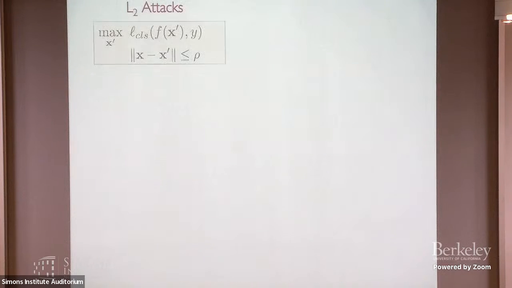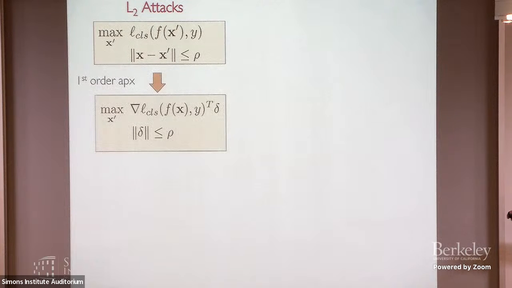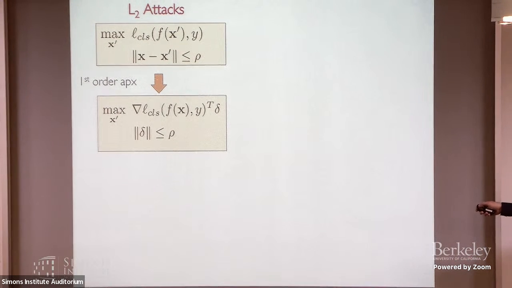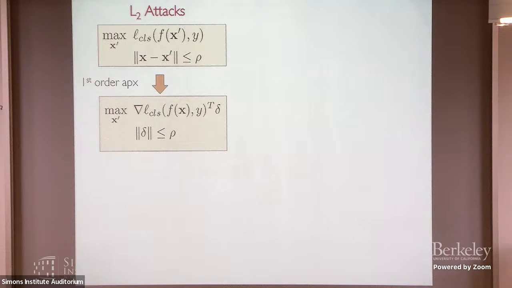Okay, so let's look at the attack problem. In the L2 attack, we solve this optimization. We do the first order approximation at the beginning, replacing the objective with its first order approximation. The constraint is convex, so we can solve this exactly. The solution is basically to follow the gradient and project if you're outside of the ball of visibility.